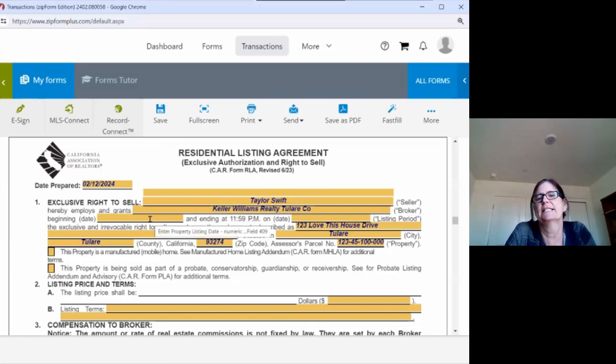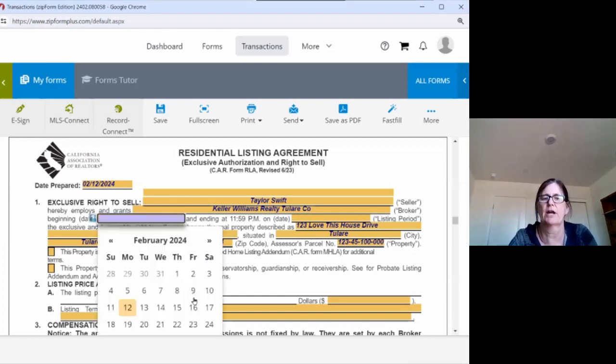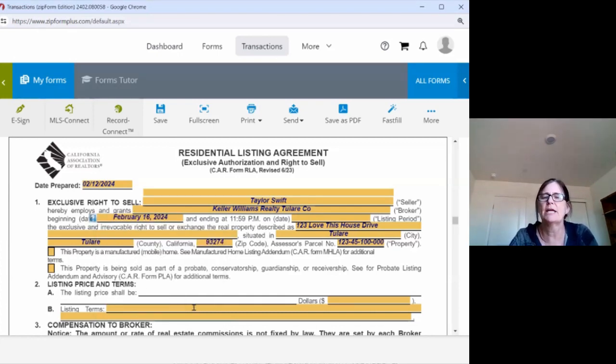The beginning date. This is asking what's the beginning date of this listing agreement? Normally, I will put the beginning date as the day that we're going to go live. So if I know that they're going to sign the listing agreement today, but we've got to take photos and we're going to strategically put it on the market on Friday, then I'm not going to put today as the beginning date. I'm going to put Friday, the 16th. Some agents will put today and then later in the form put the 16th, but I just put the 16th right there.